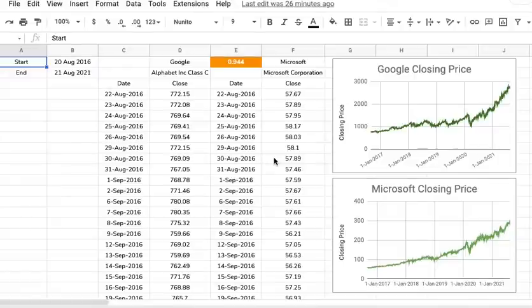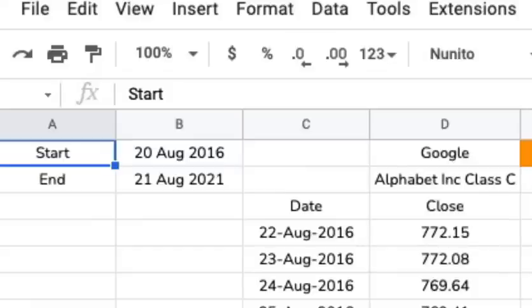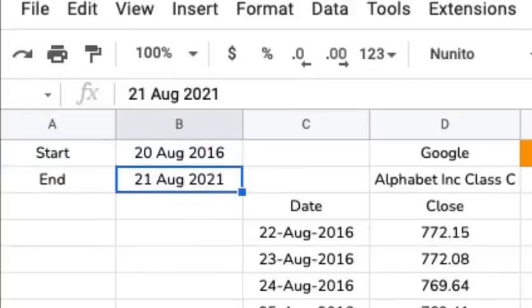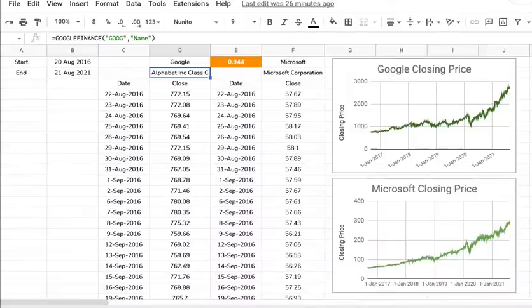Let's use Google Sheets to analyze share market data or do financial analysis. I will be doing this analysis for 5 years, starting from 20 August 2016 to 21st August 2021. The companies which I will first take are Google and Microsoft.